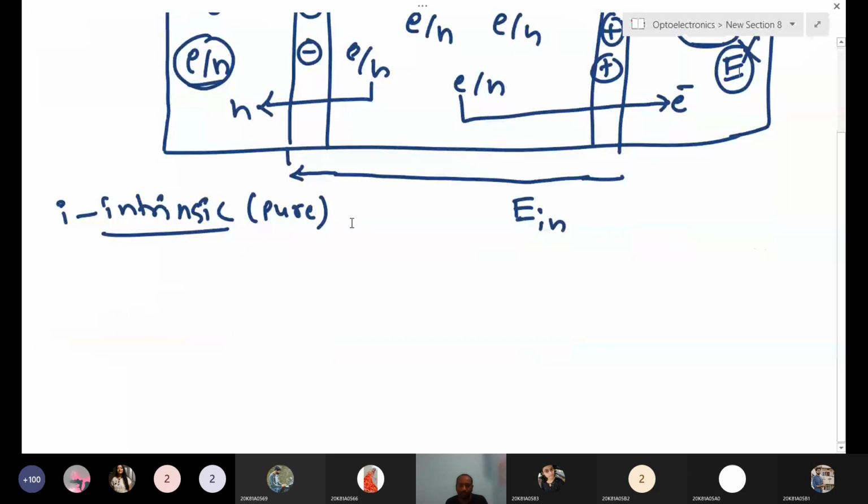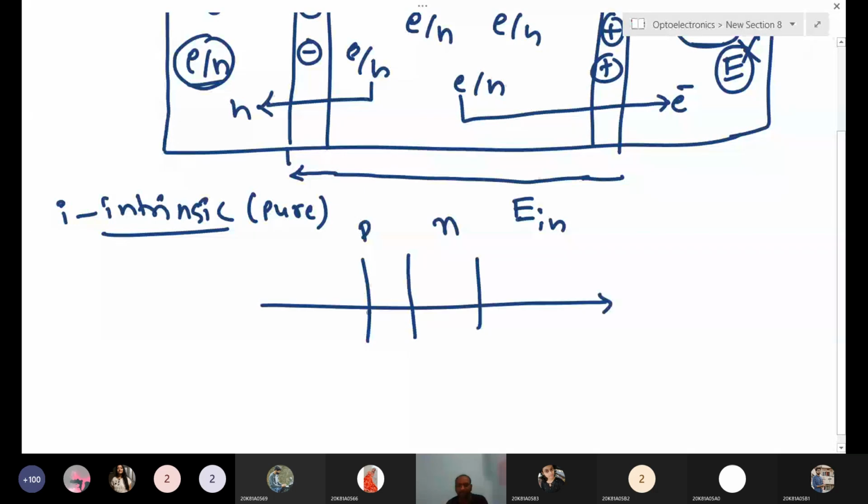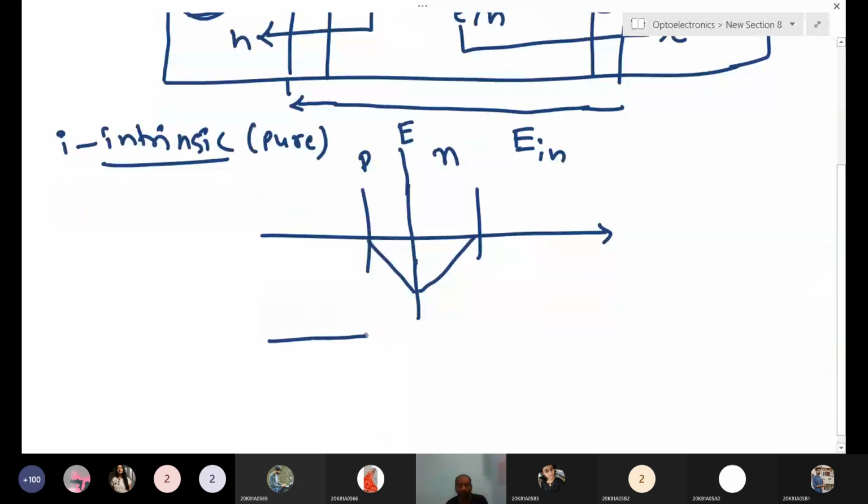Let's compare the two regions. Suppose this is the P and N region, and we draw the electric field profile. It will extend like this. If you take the PIN photodiode, the electric field profile is like this. So this is the I layer, and this is P and N. The electric field profile has its maximum at the center in the PIN photodiode.